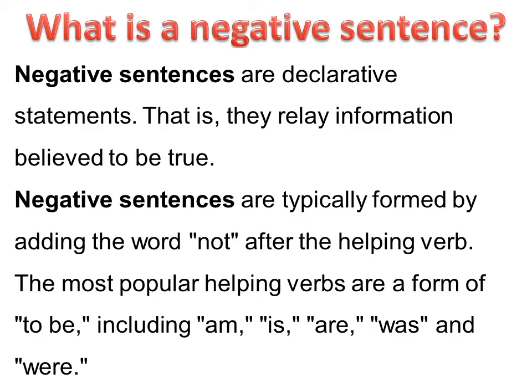What is a negative sentence? Negative sentences are declarative statements. That is, they relay information believed to be true. Negative sentences are typically formed by adding the word not after the helping verb. The most popular helping verbs are forms of to be, including am, is, are, was, and were.